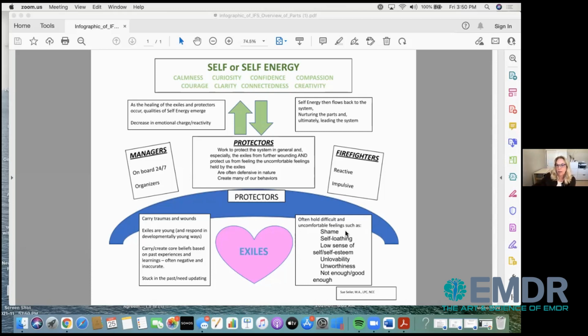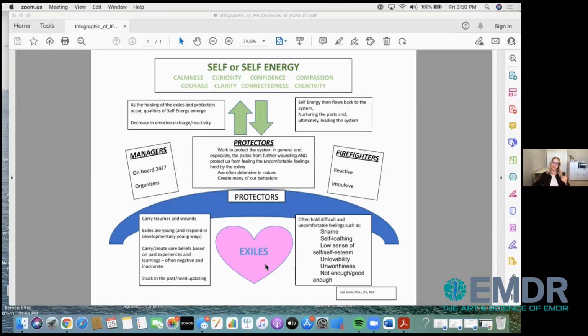These parts often carry shame too. So when I feel into shame within myself or with a client, I get real curious about if it's being held in an exile. So keep your parts detector going for the aspects of shame. Self-loathing, low sense of self, unlovability, unworthiness, not good enough. Those are all things around value. I don't want to say all cases, but in a lot of cases, when we hear things around value, it is being held in the exiles.